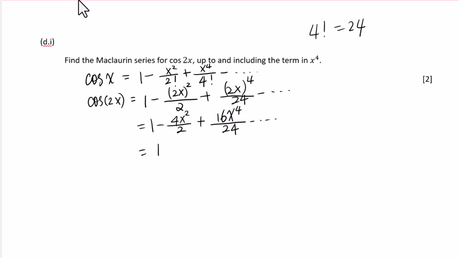equals 1 minus 2x squared, reduce, plus 2x to the fourth power over 3.